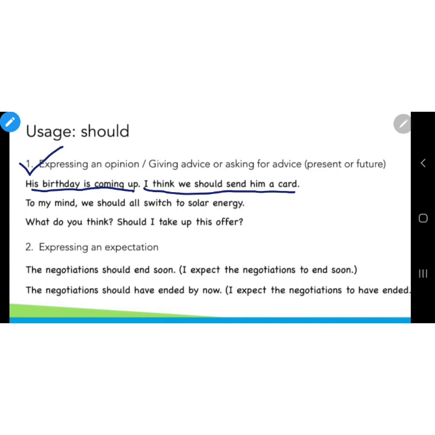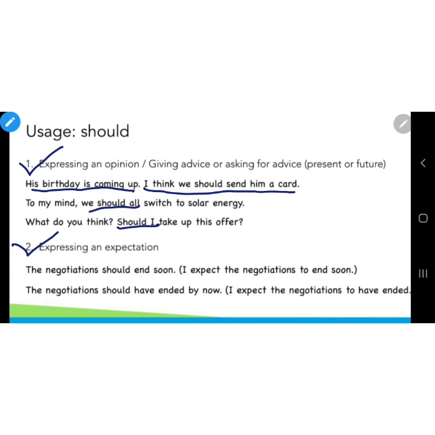To my mind, we should all switch to solar energy. So you see, with this should, I'm just suggesting or giving advice. What do you think? Should I take up this offer? So in this case, I am asking for advice. We have to keep in mind that this is expressing an opinion or giving advice or asking for advice in present or in future.